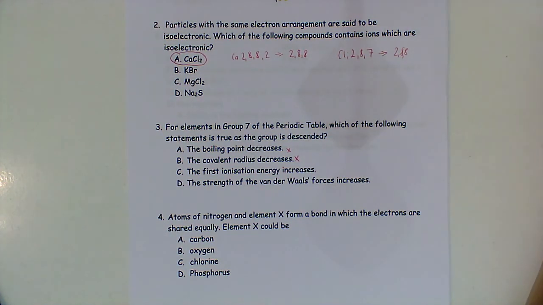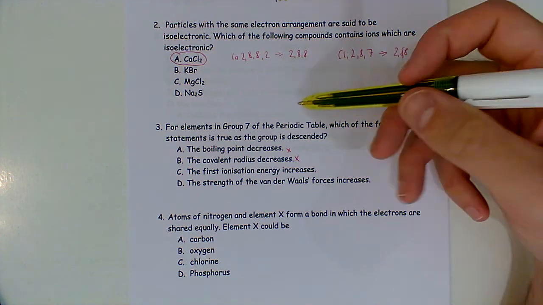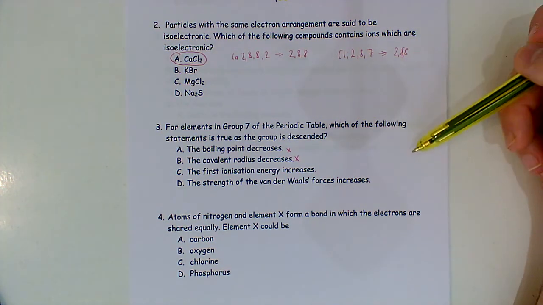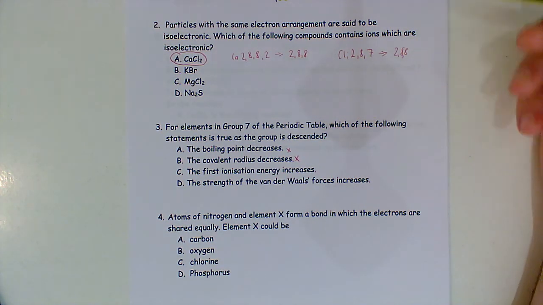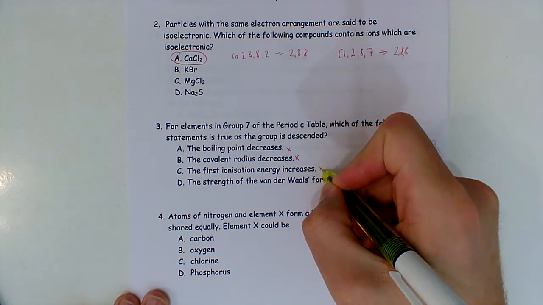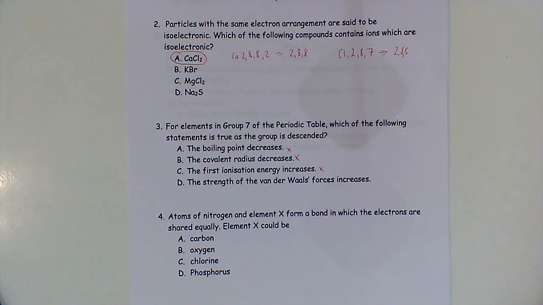First, ionization energy increases. Well, when you have more shells, which is what we get as you go down a group, the outer electrons are shielded from the force of attraction from the protons in the nucleus, and so ionization energy decreases down a group. So that one's incorrect.